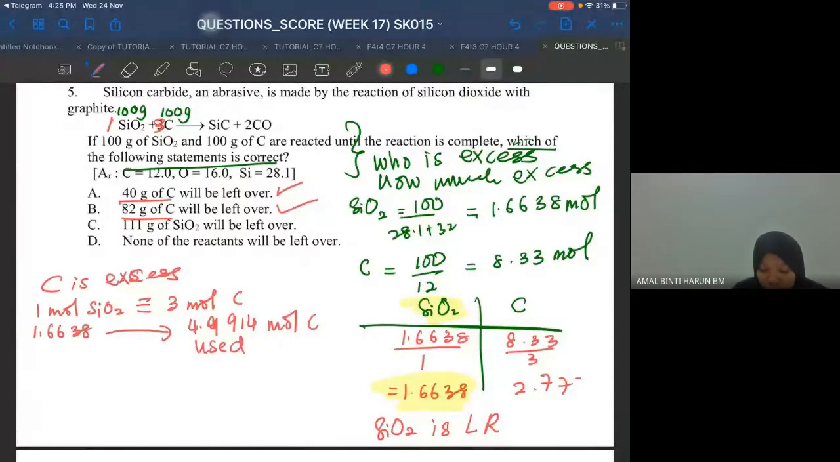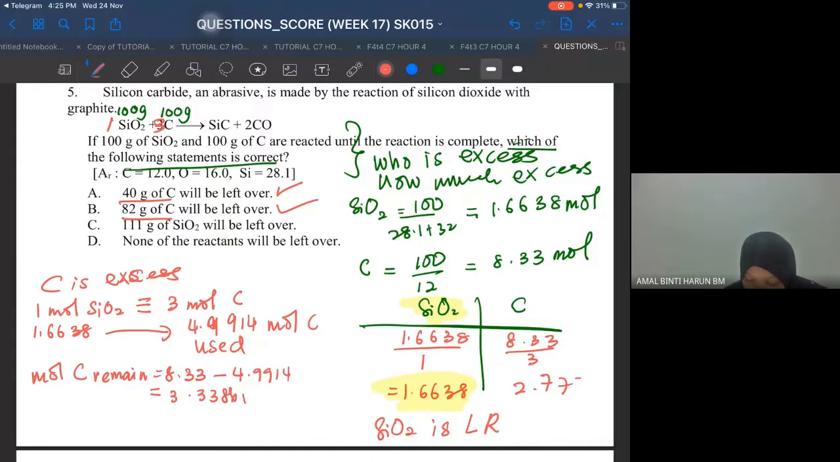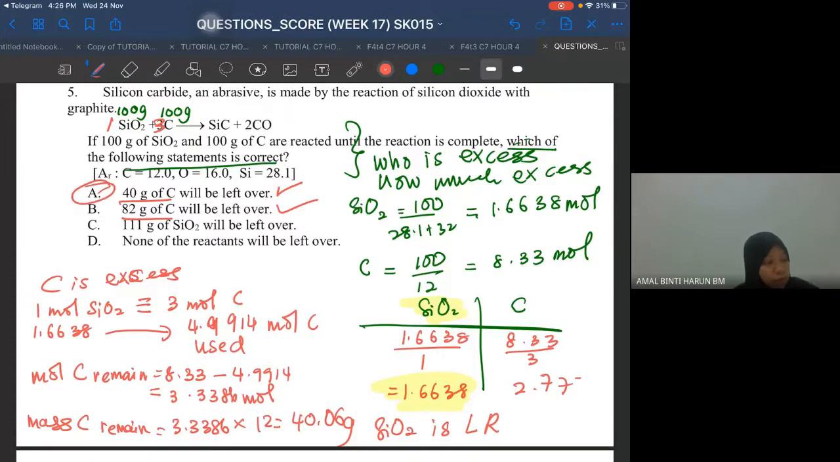Okay, so mole carbon yang tinggal remain adalah initial mole. Mana initial mole? 8.33 minus 4.9914. It is 3.3386 mole. Okay, so we get the mass of carbon remain, which is number of mole remain times 12, we dapat 40.06 gram. So the leftover will be A. Any objection?